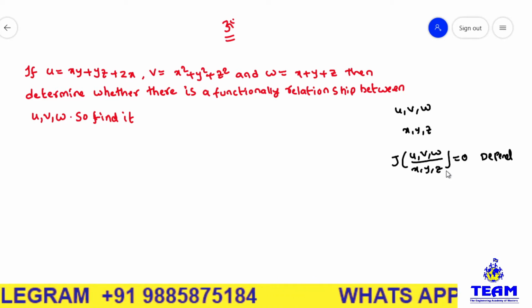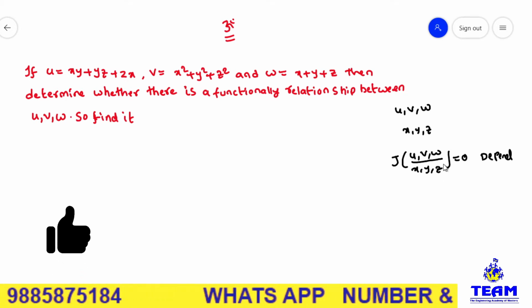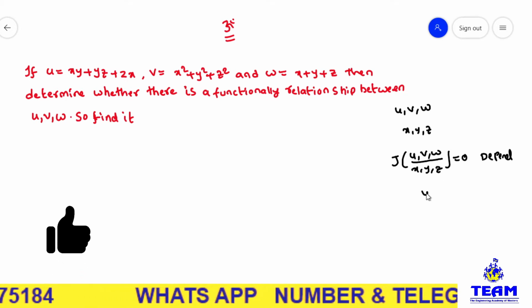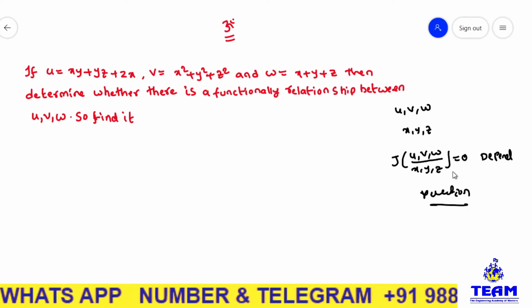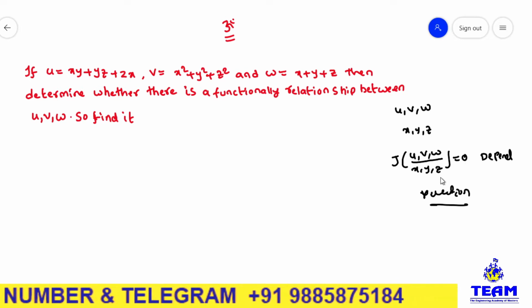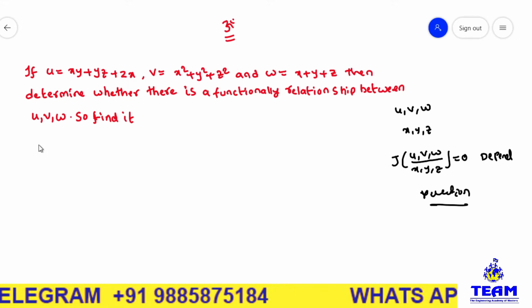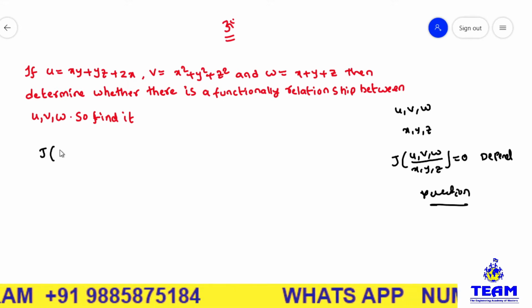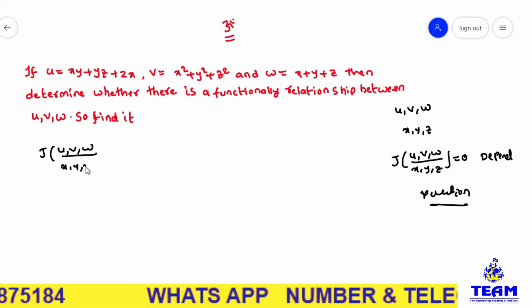When the functions are independent, you cannot get a relationship. If the functions are dependent, then you will get a relation. Now we need to find the relation if the functions are dependent. So first we have to prove the Jacobian value is equal to 0. From the definition, what is the Jacobian of u, v, w with respect to x, y, z?